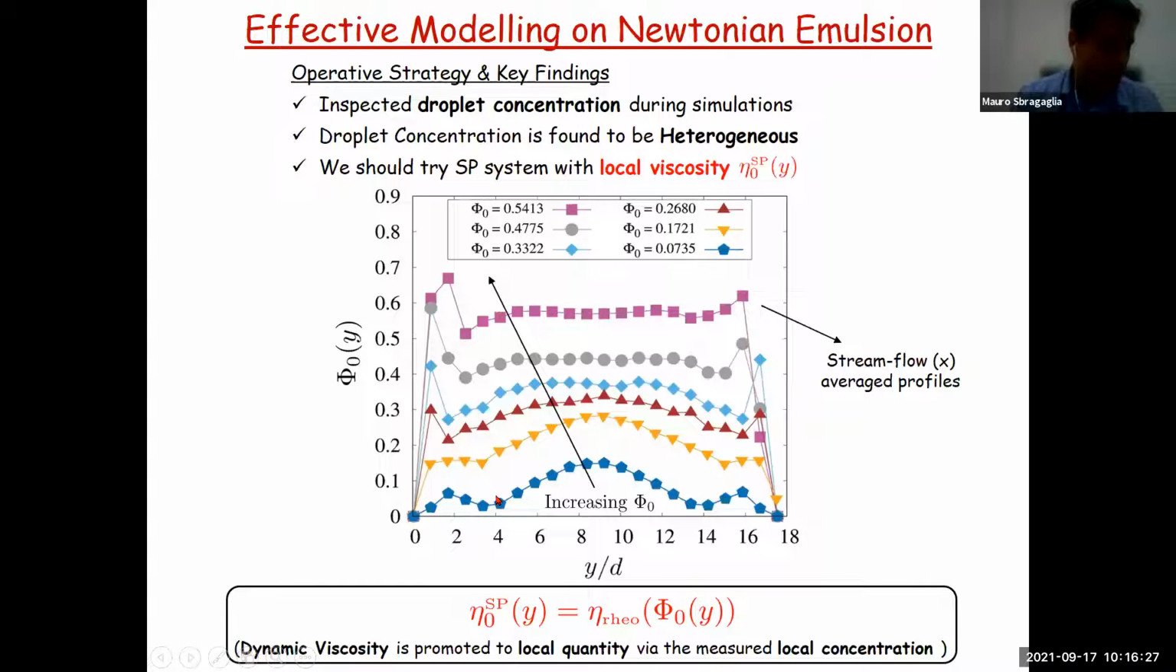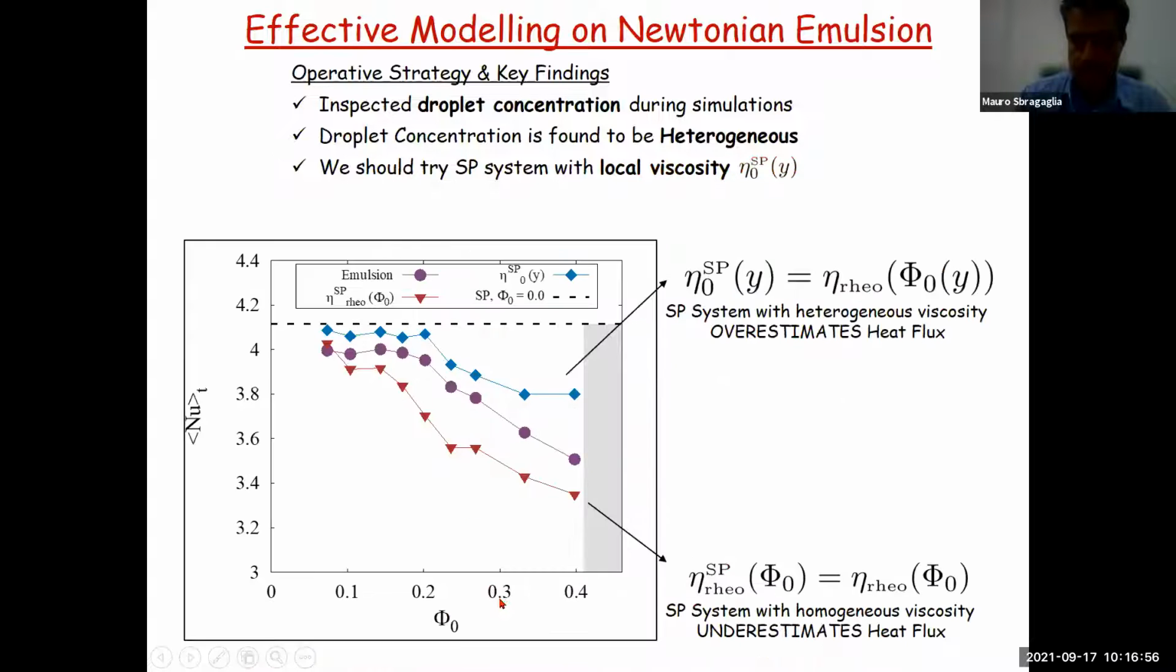Now, let me also say that there may be a variety of reasons for this non-homogeneity in space of the concentration. There may be interactions with the walls, hydrodynamical interactions. There may be effective collisions between droplets. There may be a variety of physical ingredients at the core of this heterogeneity. We just take the heterogeneity as an empirical fact. We measure it. So we took this heterogeneous concentration, and we constructed the local viscosity, and we repeated the simulations with a single phase system.